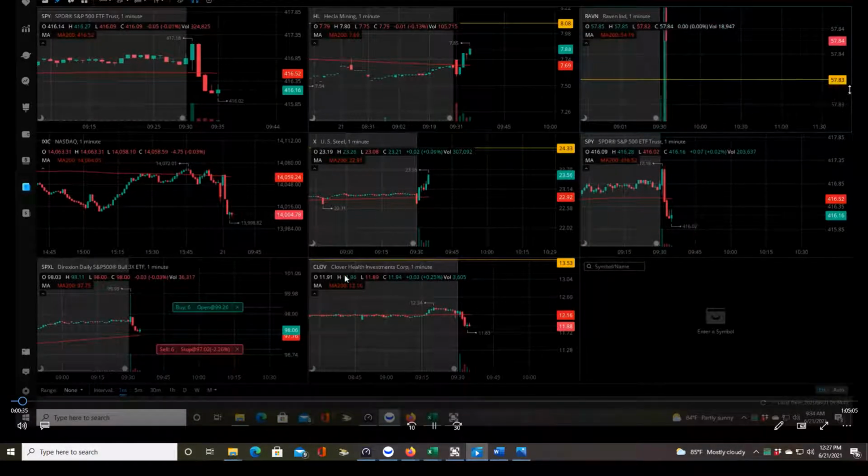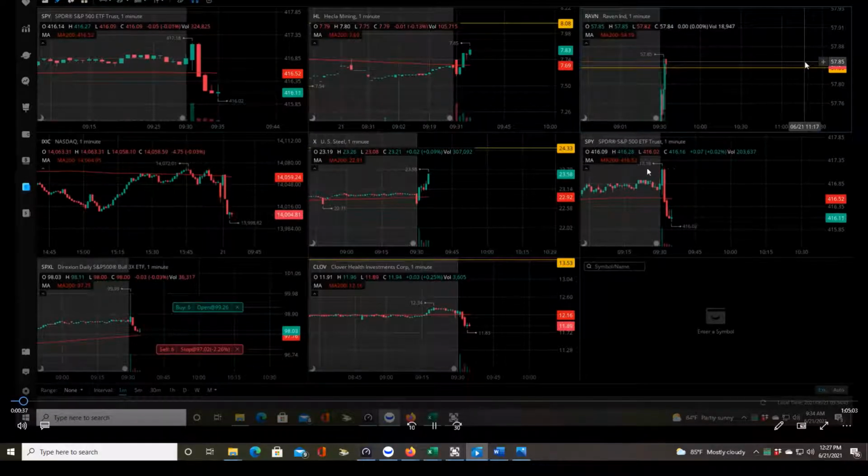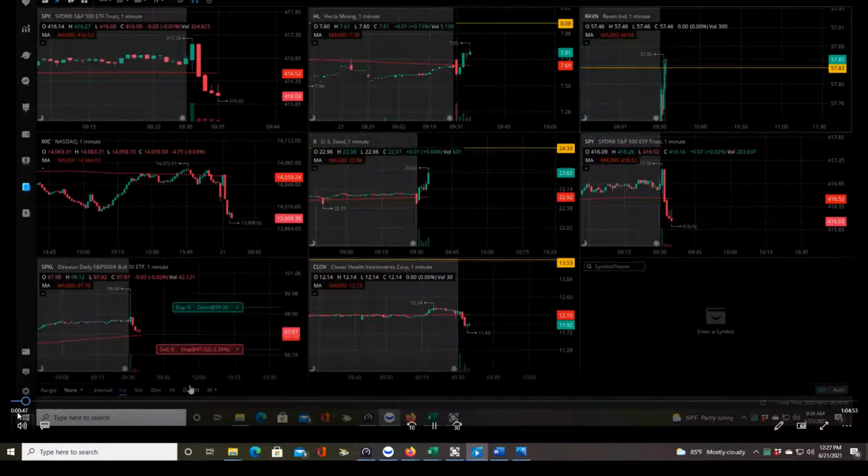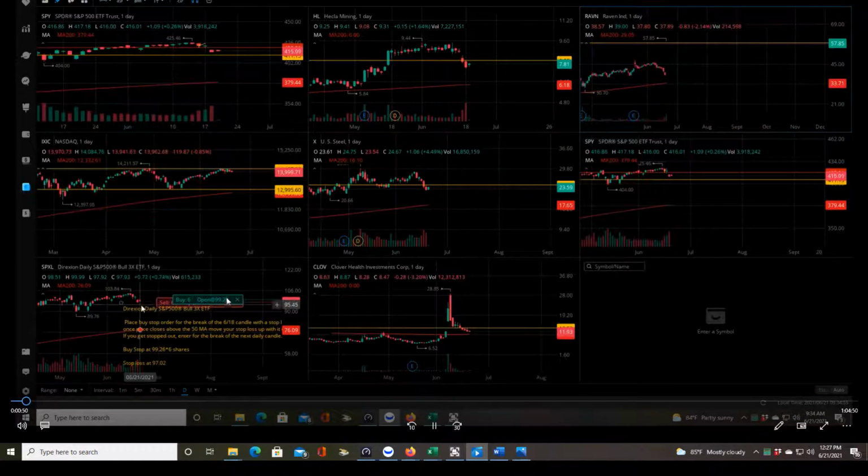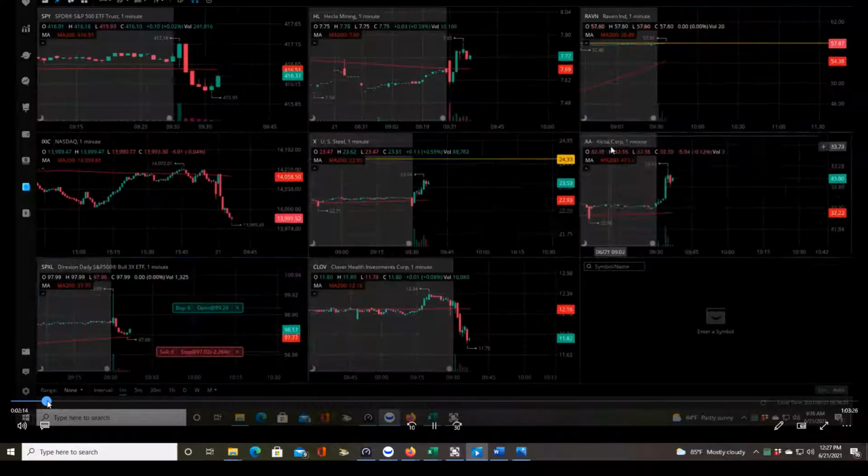So we have HLX, CLOV, RAVN, and this was something else that didn't meet the daily criteria, so I put the SPY in its place, because you can't just delete a chart once it's here without reducing the number of charts. And then you can see my SPXL order for my next swing trade. I'll make a separate video about that.